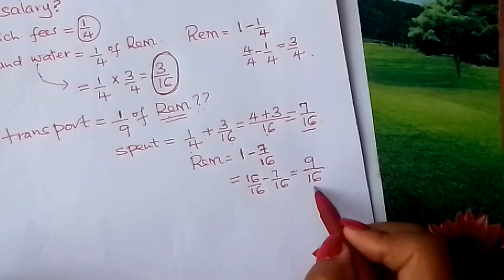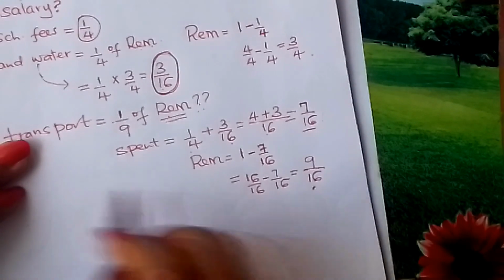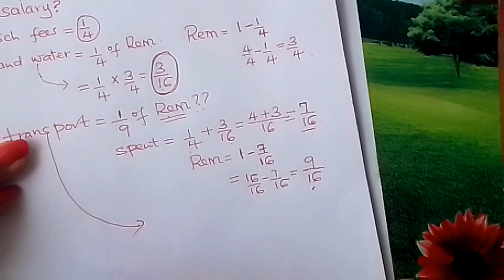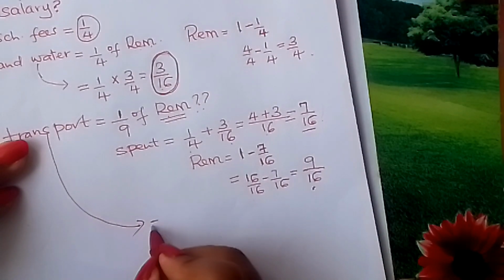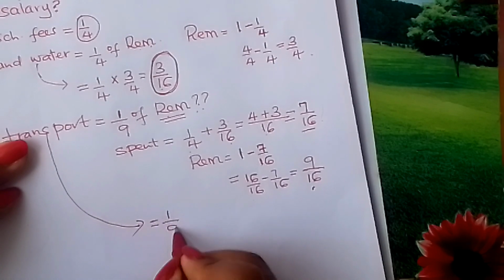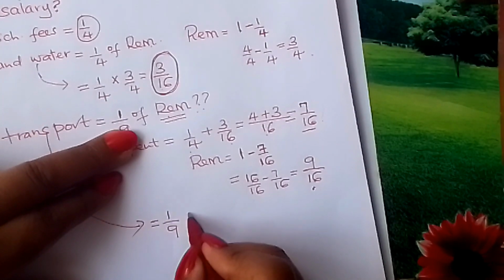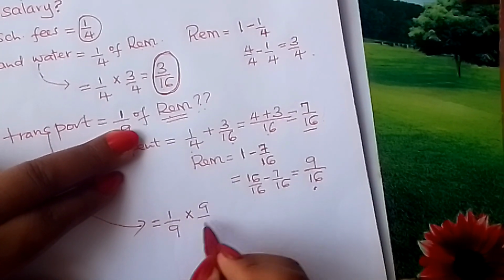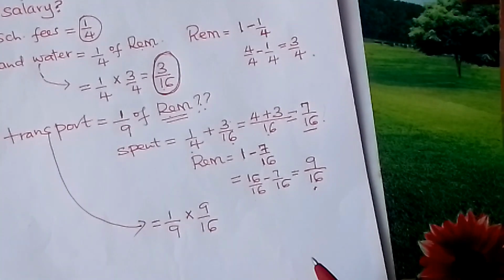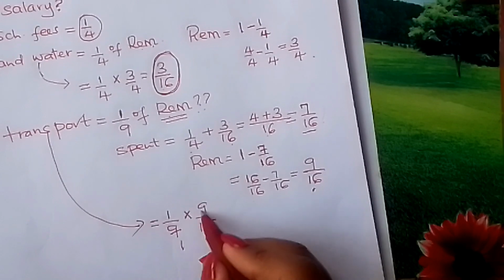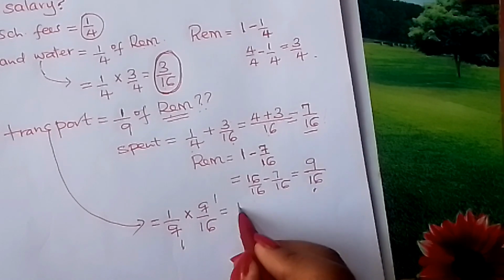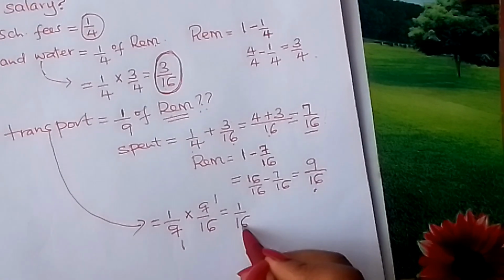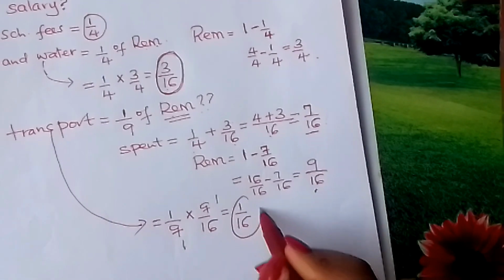So this is the remainder. So you come back to transport, learner. Look at this. Transport, therefore, is 1 over 9 of the remainder, which is 9 over 16. Okay? 1 over 9 of 9 over 16. So there we are, and that's what you get. 1 over 16 is spent on transport.